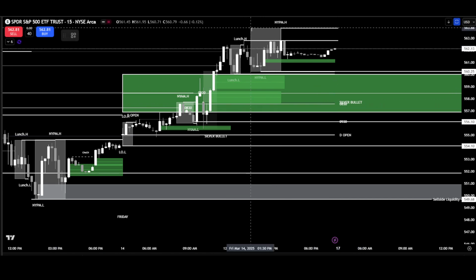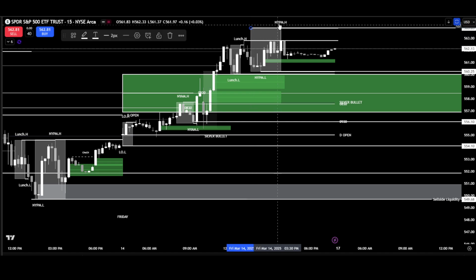Then I'm going to go ahead, and you can see we set our high at market close in that 15-minute candle. So there's our high.